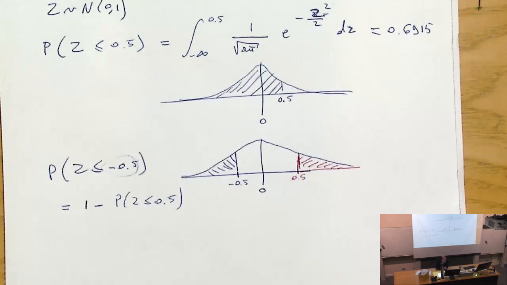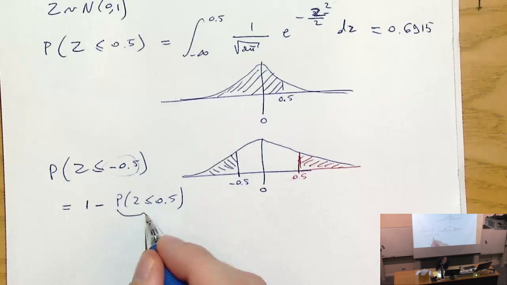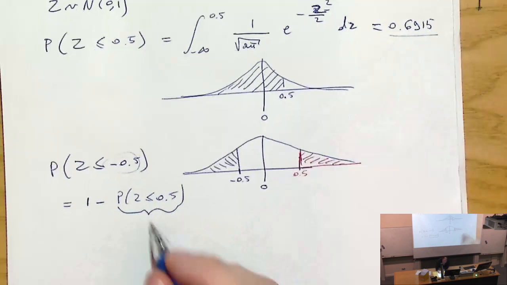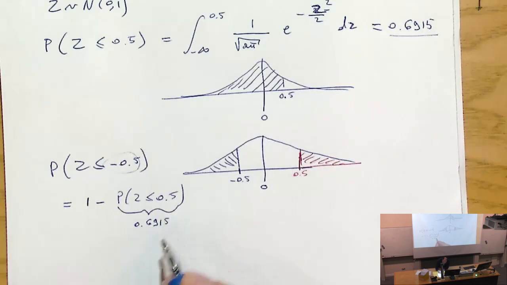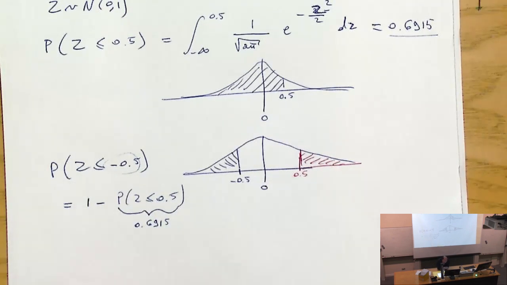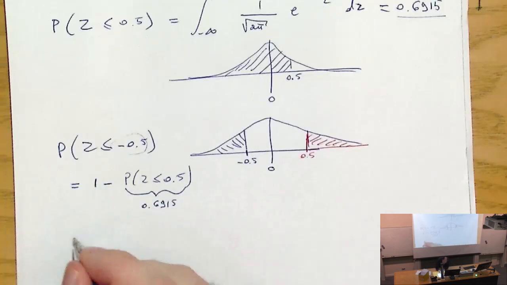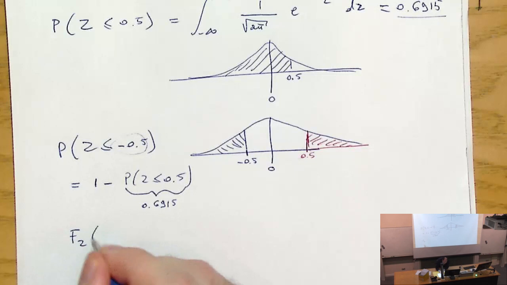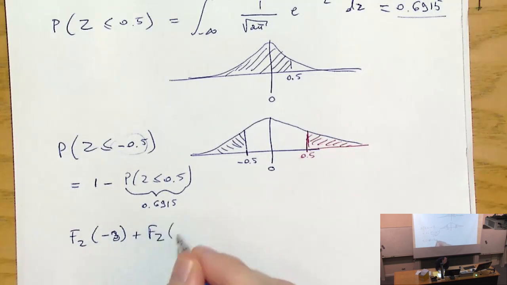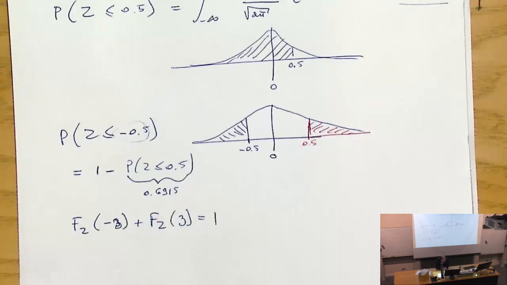Is that clear? Right? So now you can do that. This is something that you have. This quantity is 0.615, and so you can compute the probability that Z is smaller than minus 0.5. Okay? So in general, when you have something negative, you can always write F of Z evaluated at minus z plus F of Z at plus z is equal to 1. Right? This holds for this normal random variable simply because of the symmetry of the distribution. Okay?